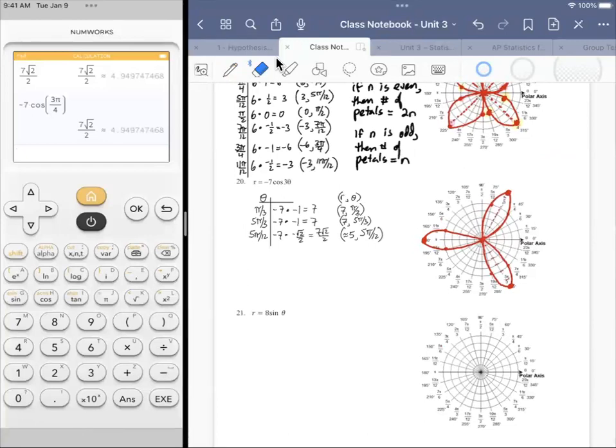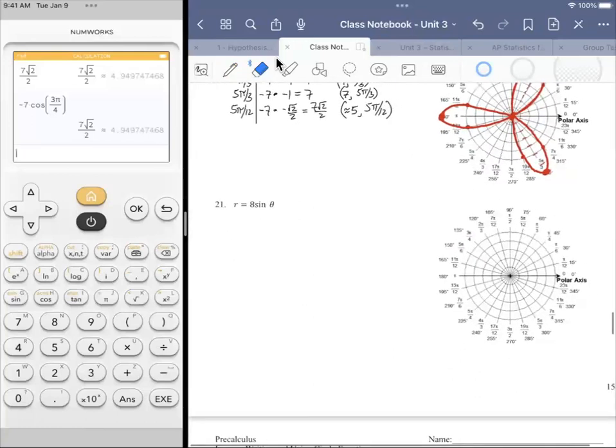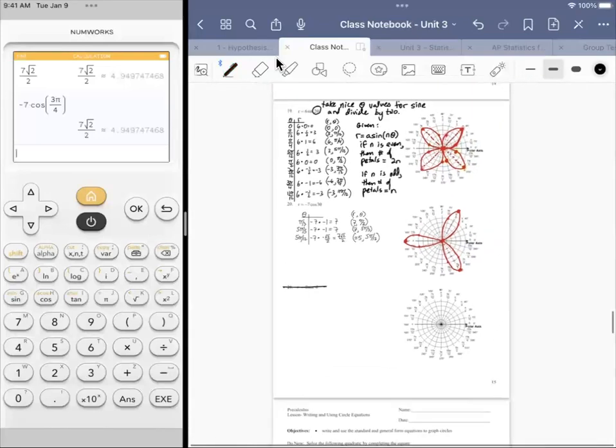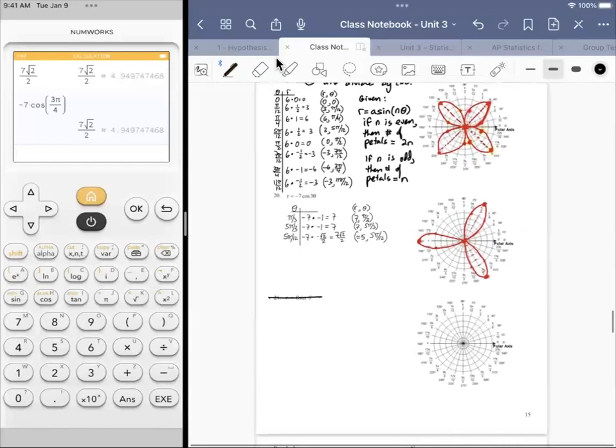Honestly, I don't know why number 21 is there. That's a circle. I mean, I'll draw it, but it's not defined as a classical curve in this context. You know what? I'm not even going to bother with it because we already did like 5 problems like this. So, all right. So that's the nature of the polar coordinate system, right? The basics of it anyway.